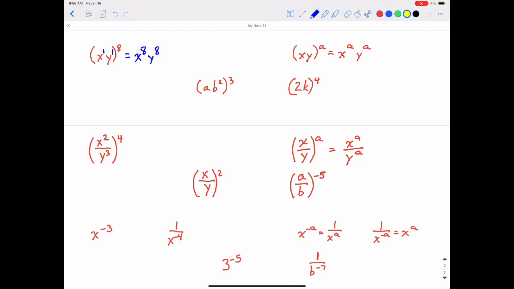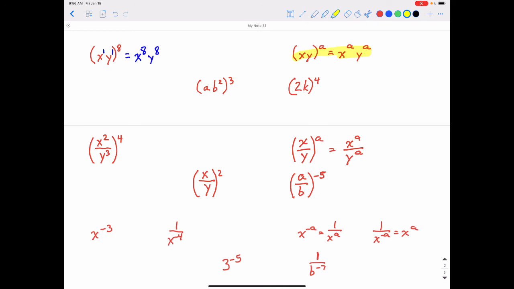So if we have two variables being affected by the same exponent outside of parentheses, it's almost like the distributive property, where you're distributing the exponent inside the parentheses. Not exactly, but that is sort of what's happening. The exponent outside of parentheses will affect both numbers or terms inside of parentheses.